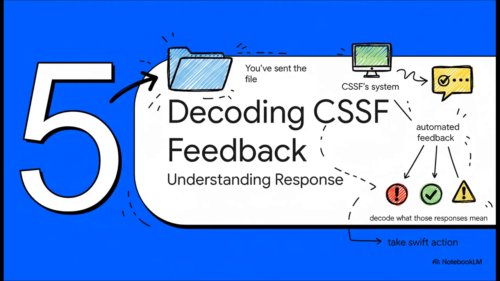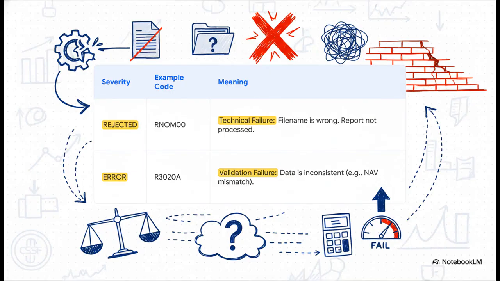You've sent the file. Whew! So what happens next? Well, the CSSF system gives you automated feedback. Let's quickly decode what those responses mean so you can fix things fast if you need to. There are two main flavors of bad news to watch for.